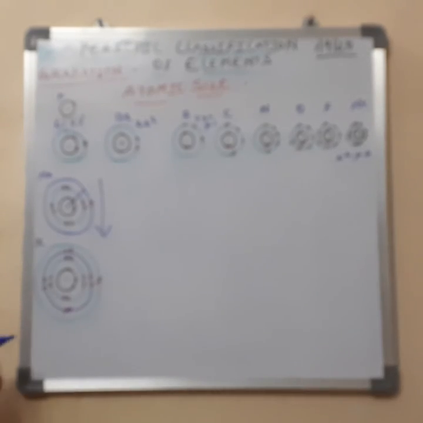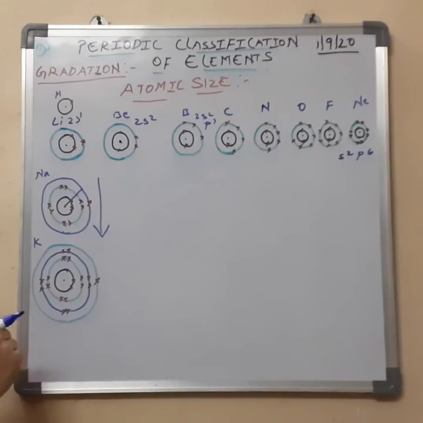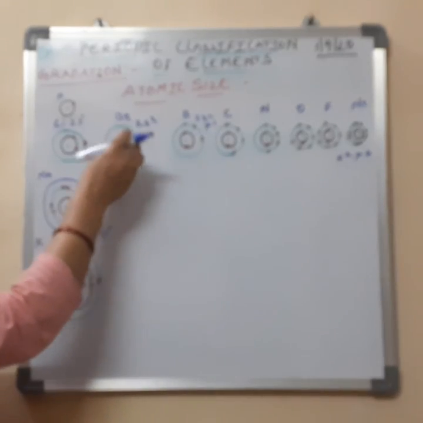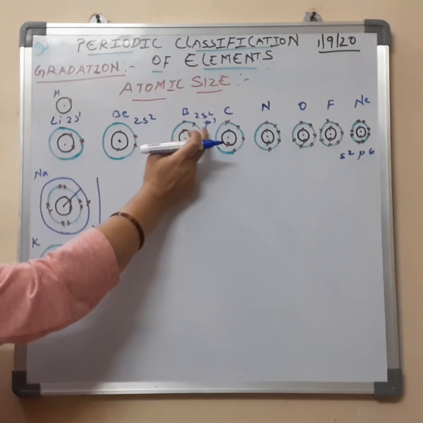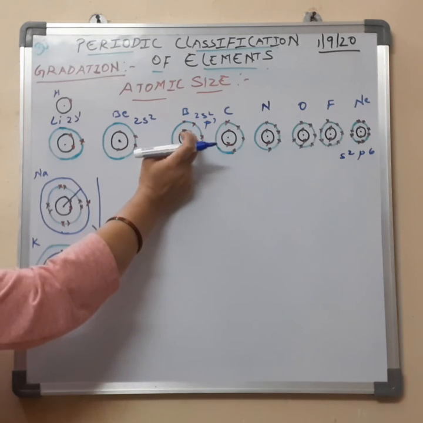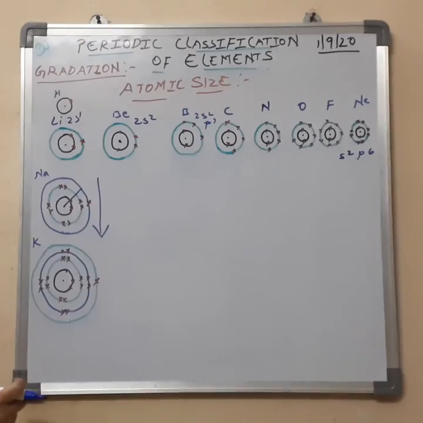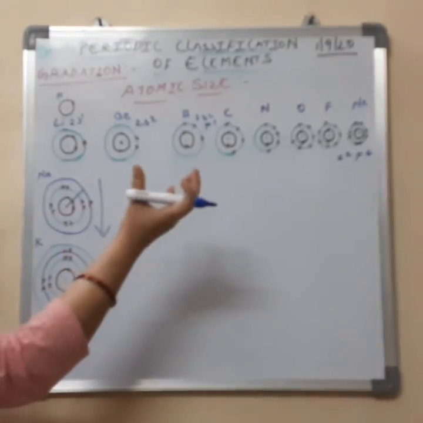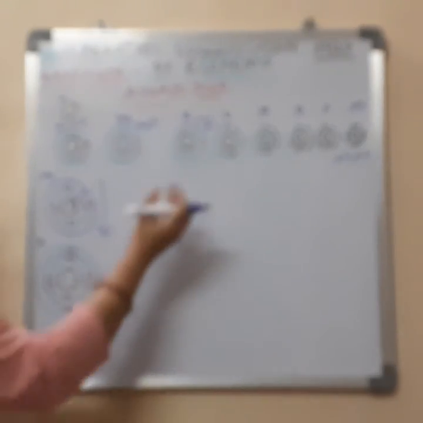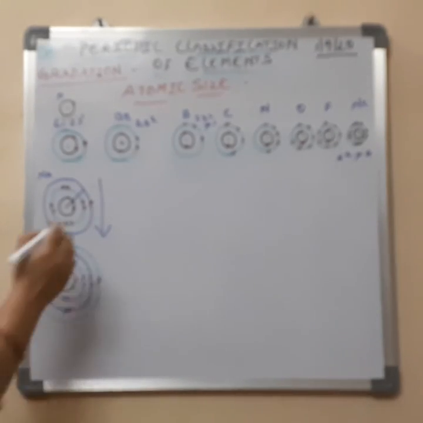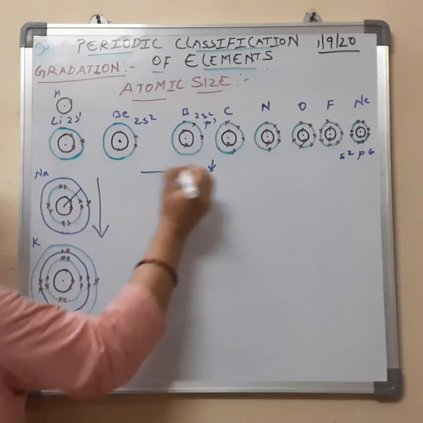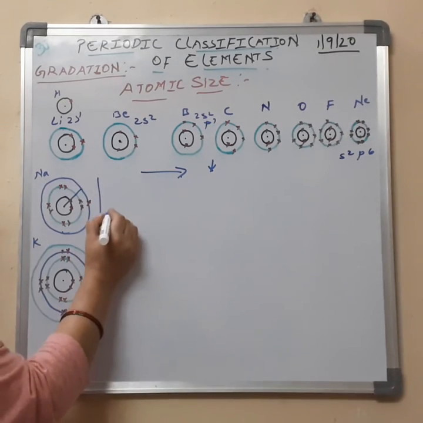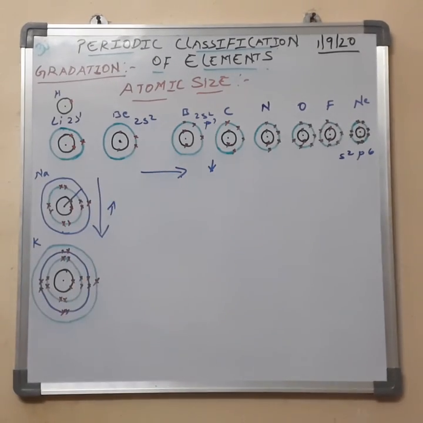Now you may have a question: electron is entering into the same shell, why should it decrease? The reason is, as the new electron is added into the same shell, the force of attraction between the nucleus and the electron increases. Thereby, the new electrons are pulled towards the nucleus, thus shrinking the size. So, along the period, atomic size decreases, but down the group, atomic size increases.